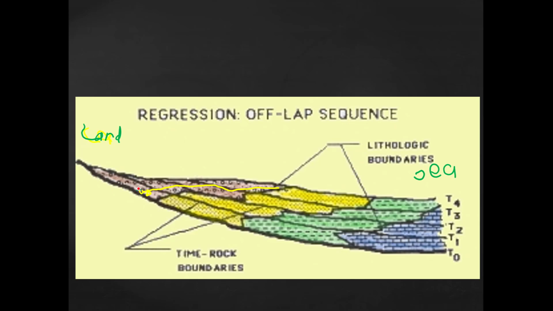And this is the highest energy sediment, the pebble. So as you can see, as the sea level is going down, the pebble is getting younger toward the sea. The sand is getting younger toward the sea. So you can almost see how the regression is happening.